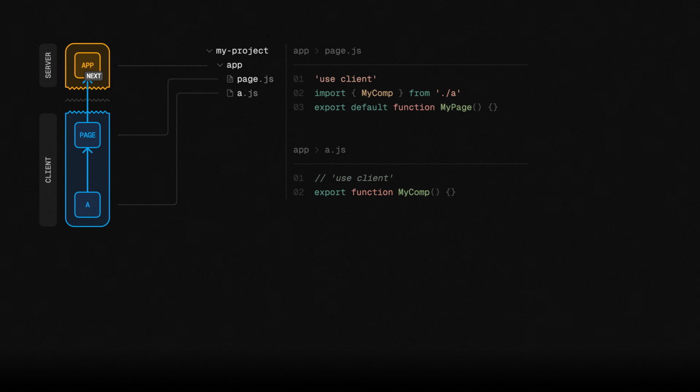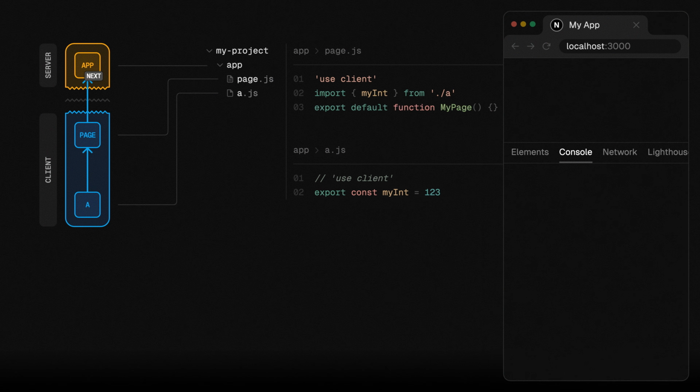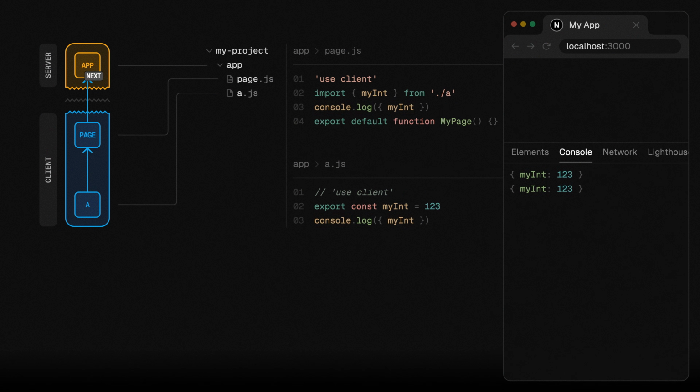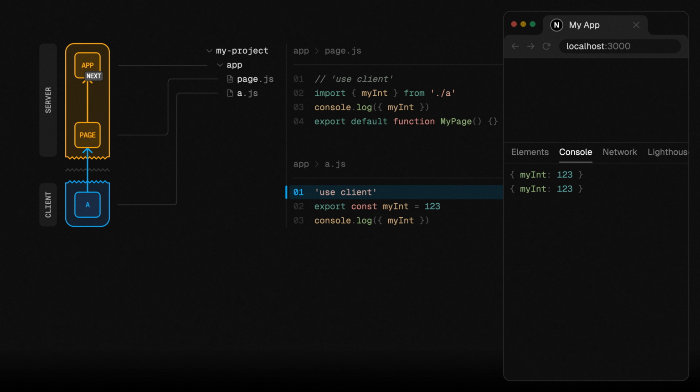Now, let's explore what happens when we import from a client module into a server module. We'll start by importing a simple numeric value from a.js into page.js. As a reminder, both files are currently client modules. So if we console log myInt in both modules, it logs the same value twice. This is expected since JavaScript is typically used in a single environment. But now let's change page.js to be a server module by moving useClient down the tree. This means we're now importing from a client module into a server module.